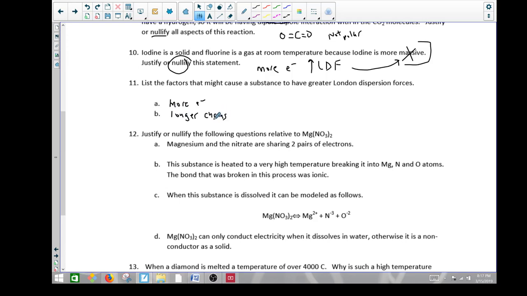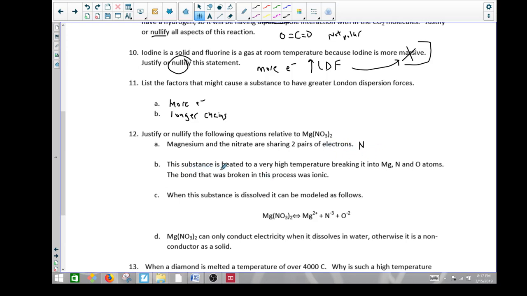Justify or nullify the following statements relative to magnesium nitrate. Magnesium and nitrogen are sharing two pairs of electrons. All right, first of all, this is a metal and not in a polyatomic anion. We're not sharing any electrons. We transfer electrons forming ions. So the answer is nullify, and we're not sharing anything.